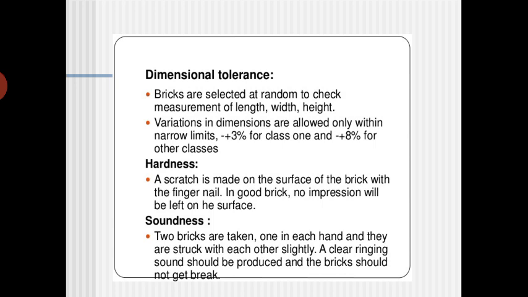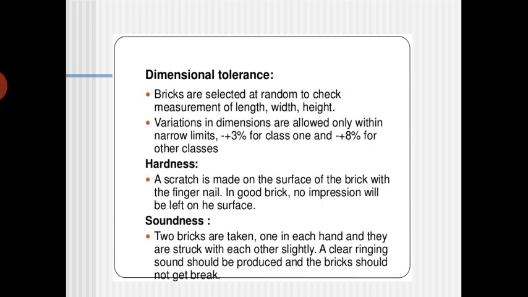But of course you have to select it randomly, and the size of each brick should be allowed up to 3 to 8% variation for the different classes of bricks. That range you have to follow based on the size of the different classes of bricks. That is the classification you already discussed. You see what class of bricks we have to select and how much variation is required.